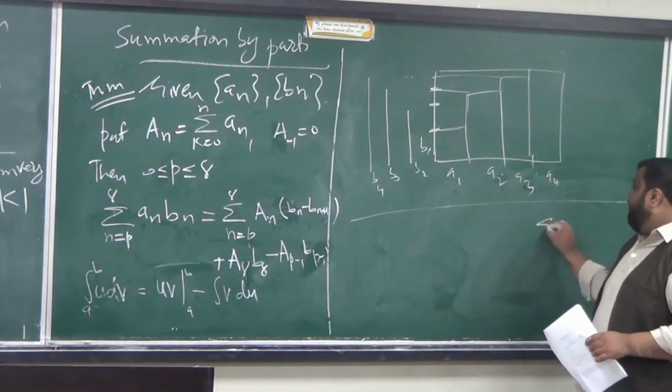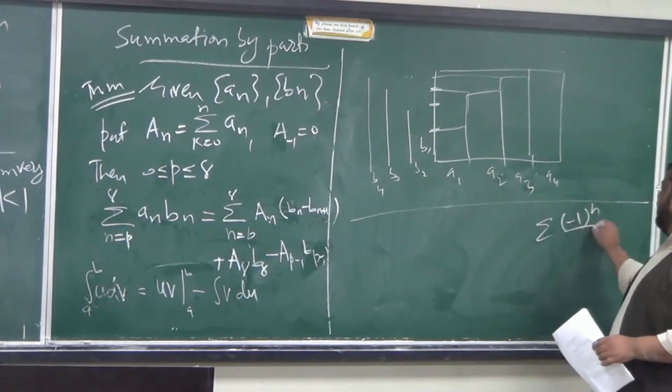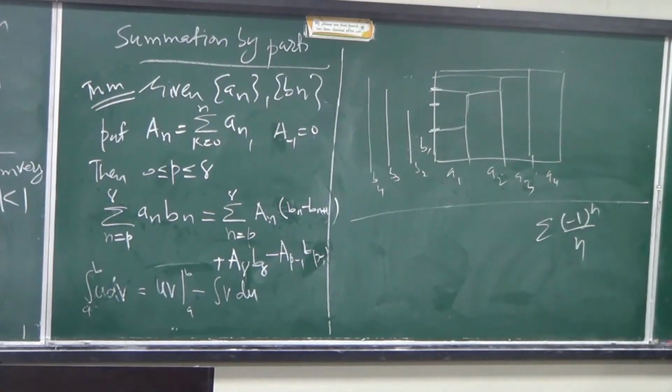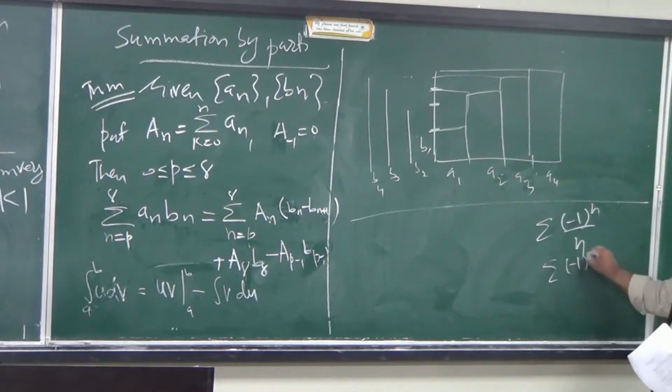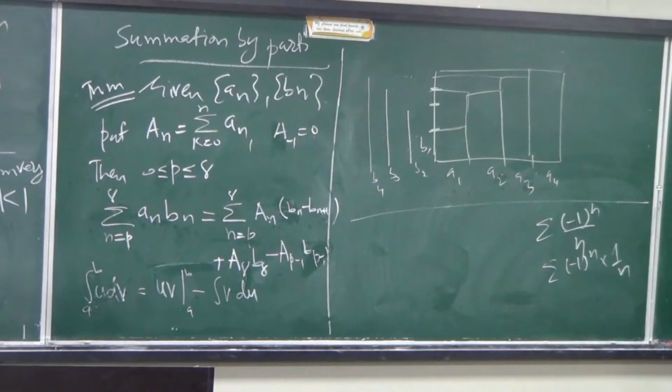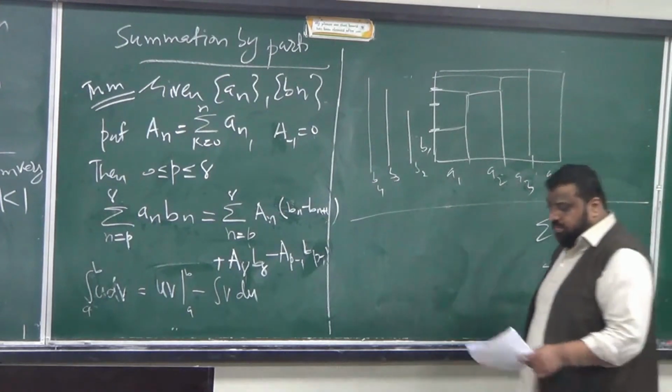In other words, if I have, for example, minus 1 raised to n divided by n, I can write it as a product of two sequences: minus 1 raised to n times 1 over n. So the next thing I'm going to show is that if you have a series written in such a manner, how can you know whether it converges or not? It will be a beautiful criterion.